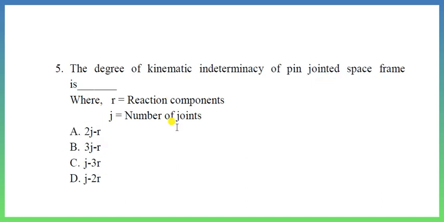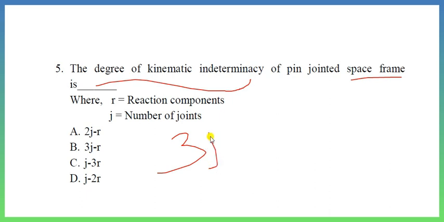Next question. The degree of kinematic indeterminacy of a pin jointed space frame is option A 2J minus R, B 3J minus R, C J minus 3R, and D J minus 2R, where R is the reaction components and J is the number of joints. So for the pin jointed space frame, the degree of kinematic indeterminacy is 3J minus R.